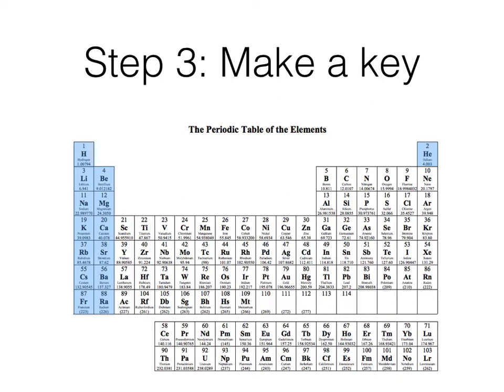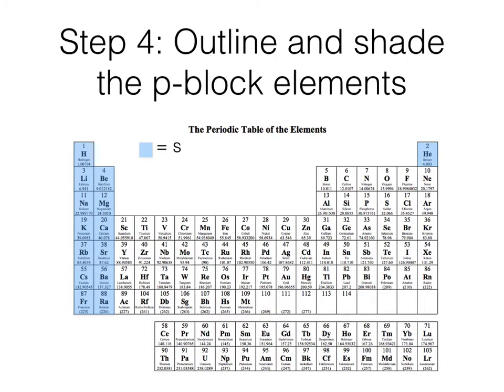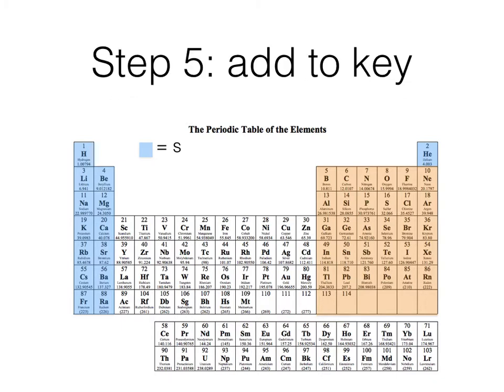The next step that you're going to do after you've shaded the S block elements is make a key. So draw a box the same color and say that is the S. When that's done, you're going to outline and shade the P block elements. P block elements are over here. Again, we want to do this lightly so we can still see the elements that are underneath it. When you're done with that, you will add the P block to your key. So a box the same color, say that's P.